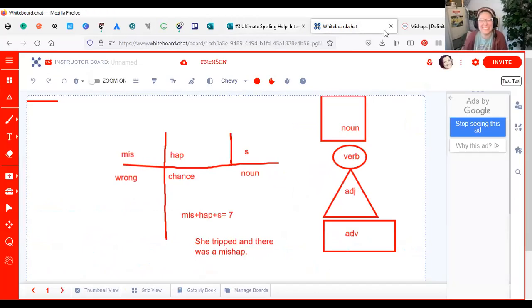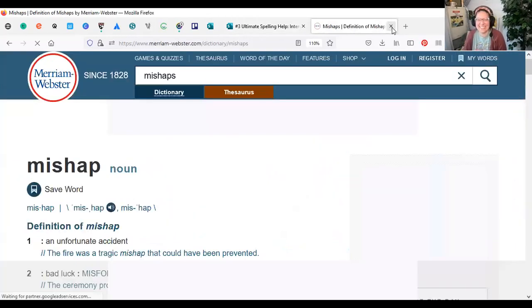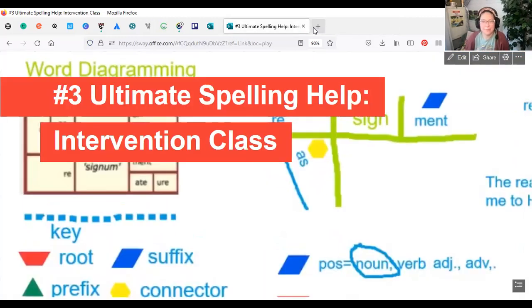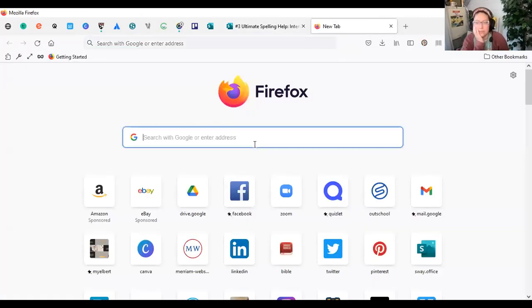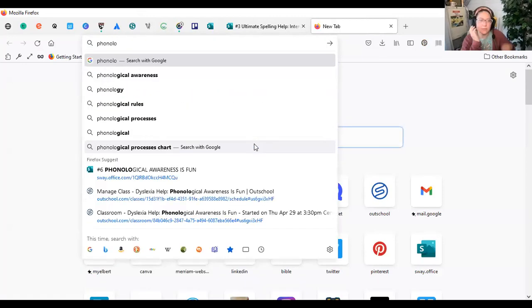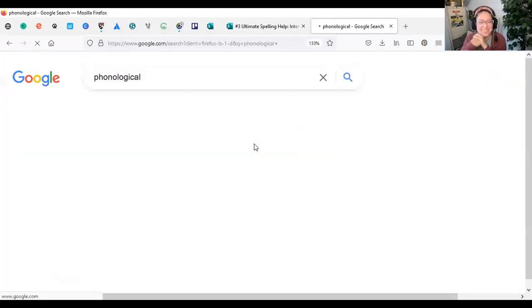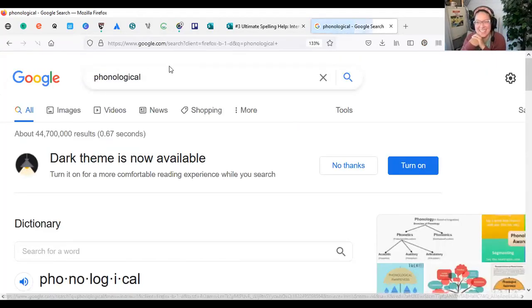I think I'm excited about this. I want you to think about the phonological awareness continuum. Remember, we're all phonologically deficit. Exactly. Okay.